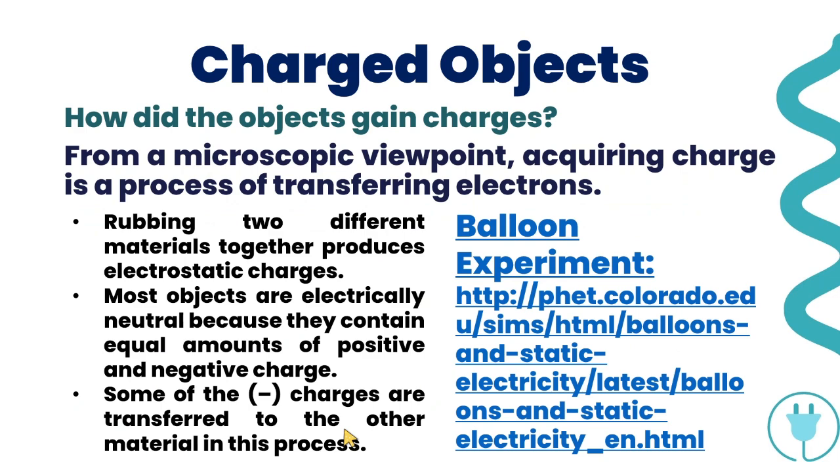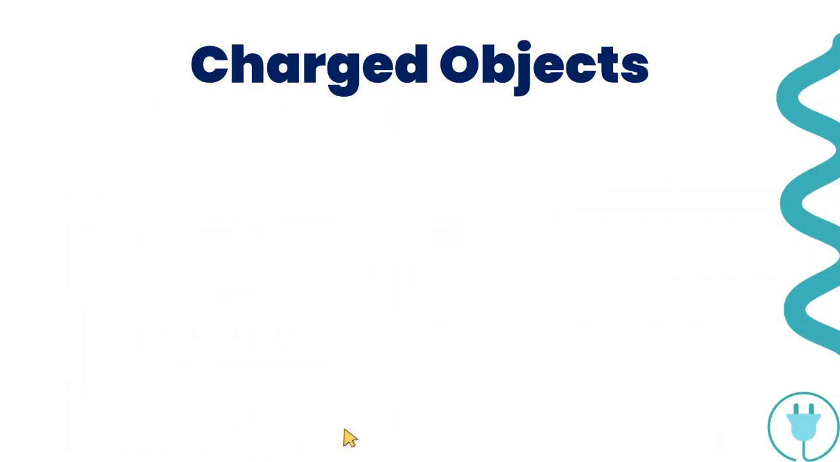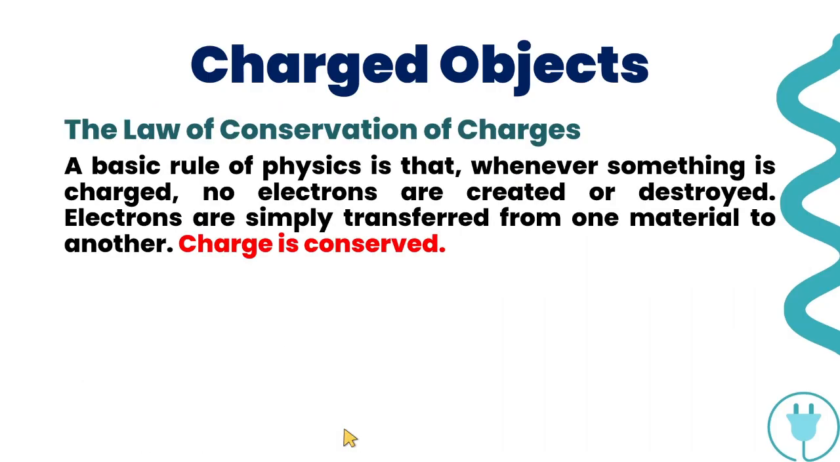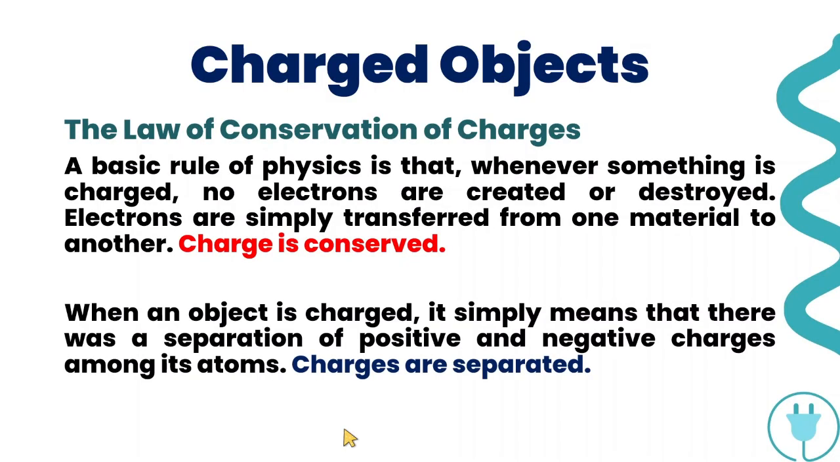So if electrons move from one object to another, what happens to the total charge? That question is answered by the law of conservation of charges. A basic rule of physics is that whenever something is charged, no electrons are created or destroyed. Electrons are simply transferred from one material to another. Therefore, charge is conserved. It's just like saying that when an object is charged, it simply means that there was a separation of positive and negative charges among its atoms. Again, we can say that charges are separated. And you have to take note that protons do not leave the atom, only the electrons.